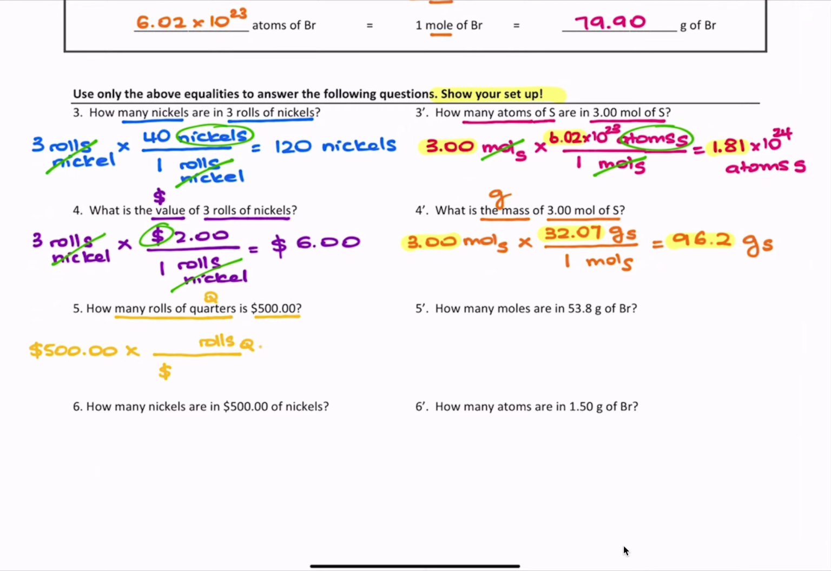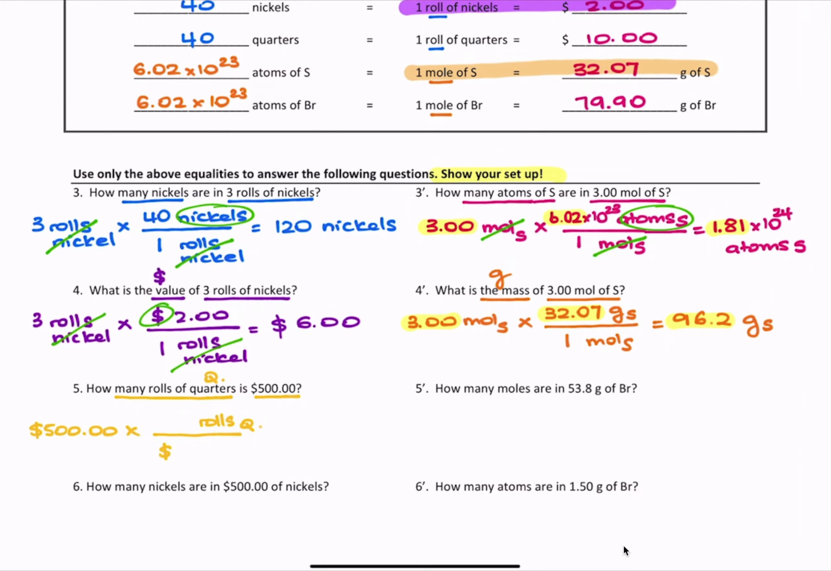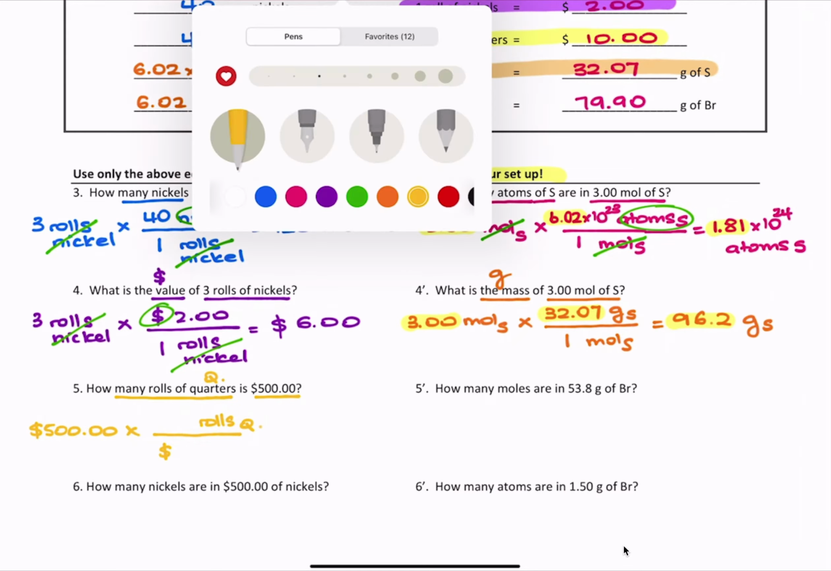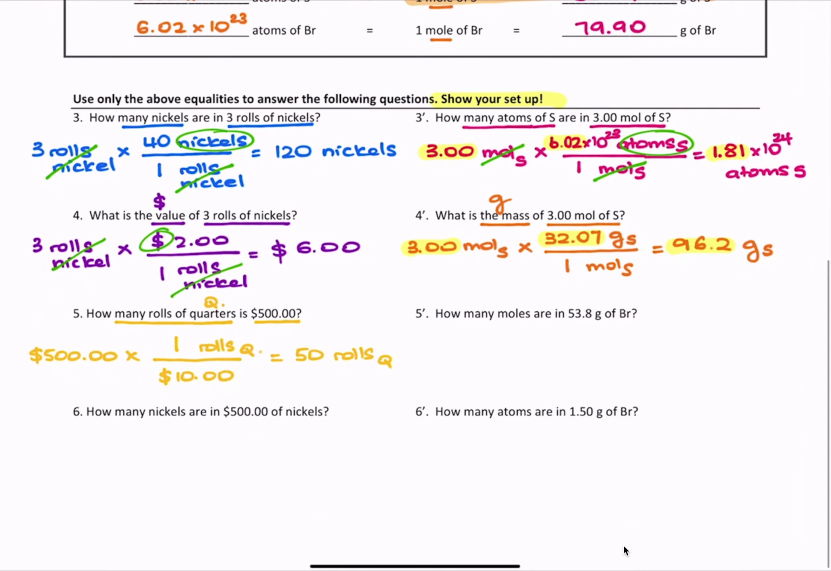I'm just going to use the symbol Q for a quarter. Therefore, do we know the value of a roll of quarter? I'm going to go back up here, and you see that a roll of quarter is equal to $10, because we have to forget that a quarter is actually 25 cents. Therefore, 1 roll is equal to $10, and we get that we need 50 rolls of quarter in order to get $500.